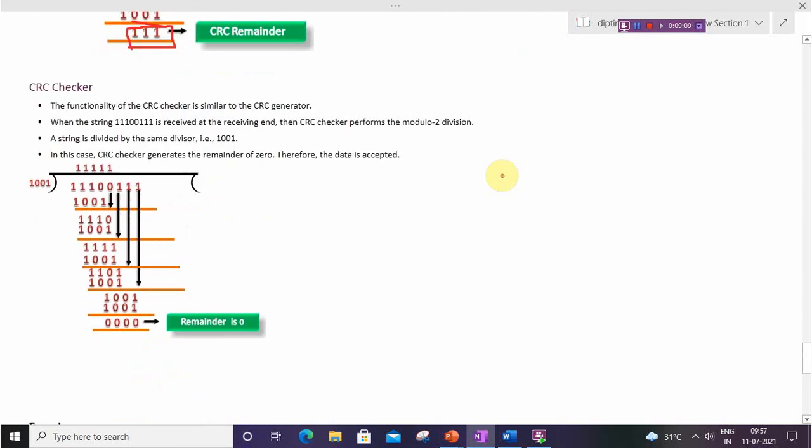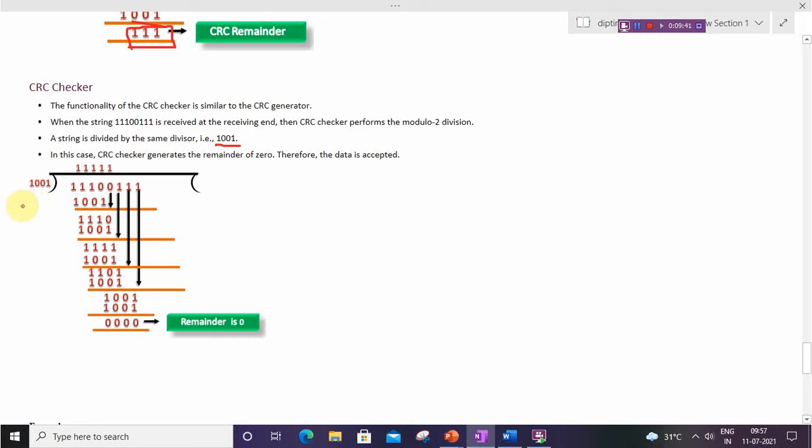Then at the receiver side, the CRC checker checks the data unit. The functionality of the CRC checker is similar to the CRC generator. When the string 11100111 is received at the receiving end, the CRC checker performs the modulo 2 division again with the same divisor, that is 1001. In this case the CRC checker generates the remainder.